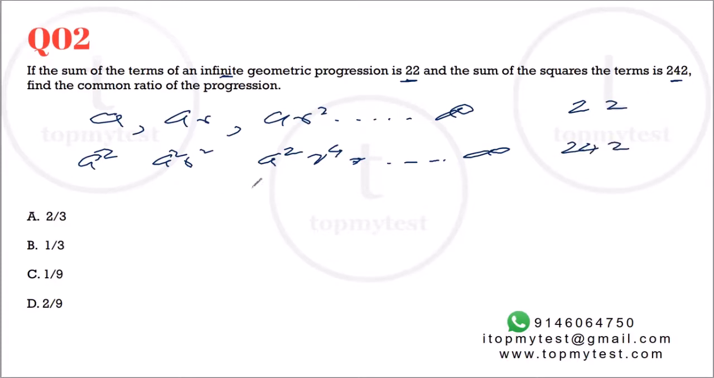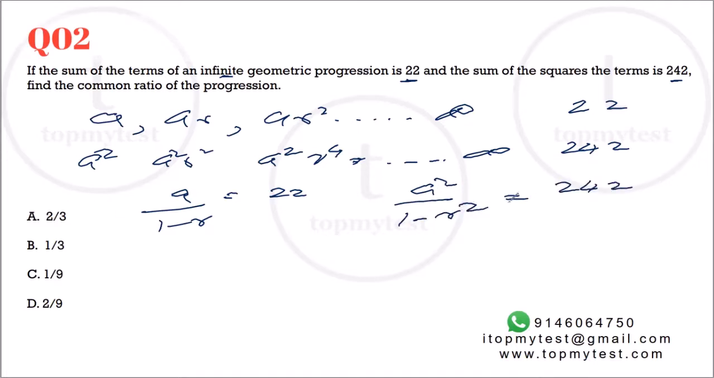Okay, let's apply the simple relationship. A divided by 1 minus r will be the sum of the infinite progression. That is equal to 22. If I use it for the second one, a square divided by 1 minus r square should be equal to 242. Now we need to find the value of r. Now let's square this.